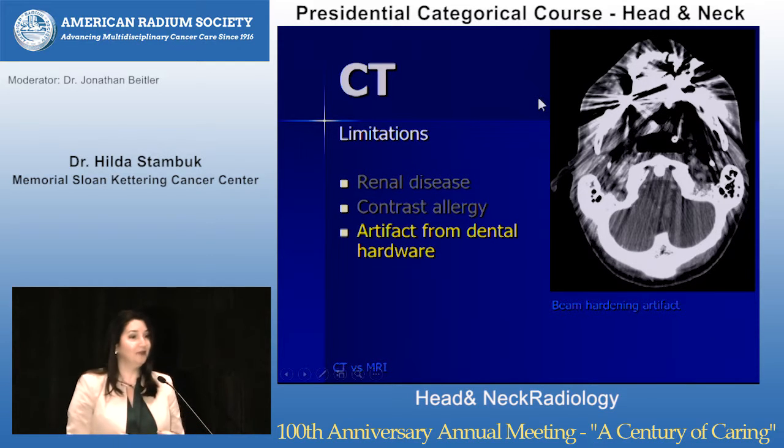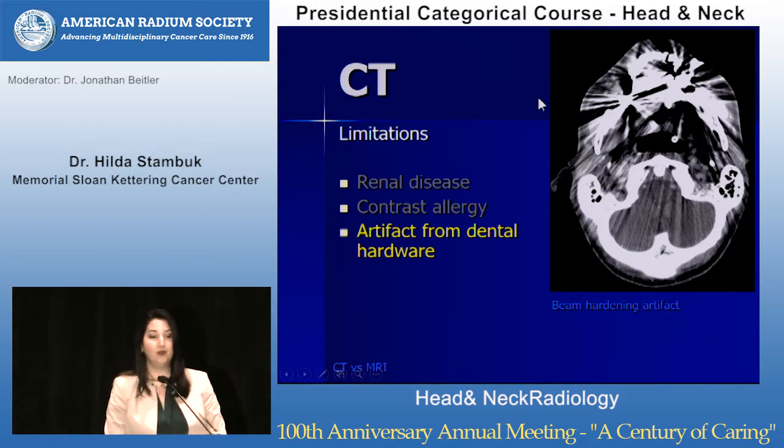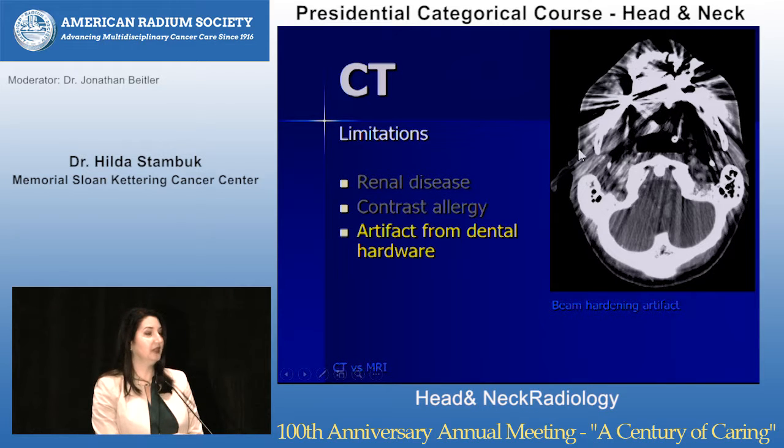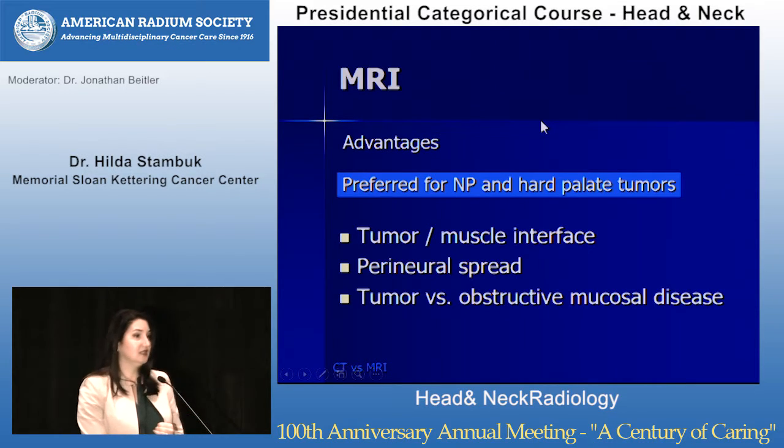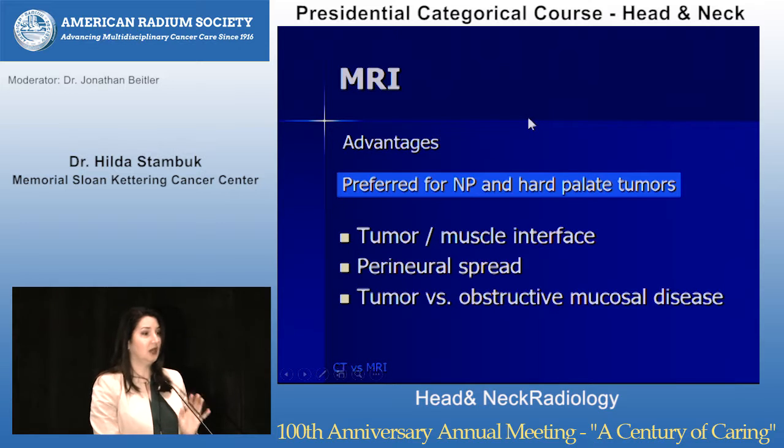But nobody's perfect. CT's not perfect, and we're all very familiar with this beam hardening artifact from dental amalgam. There are ways to angle around it, but sometimes you just can't get a good view of the site that you're looking at. MRI obviously has its advantages as well.